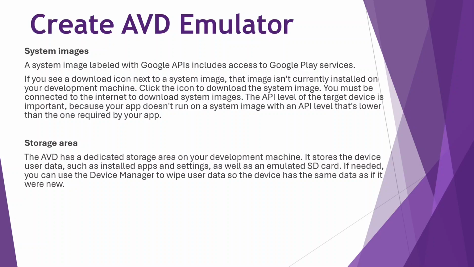In the same way, storage area. Whenever you create an AVD emulator, the AVD has a dedicated storage area on your machine itself. It stores the device user data, such as whatever applications and settings you install. The entire data will be stored in your machine, and an emulated SD card is also included, which is allocated by your machine itself. If needed, you can use the device manager to wipe user data so that the device can be used as a new device.